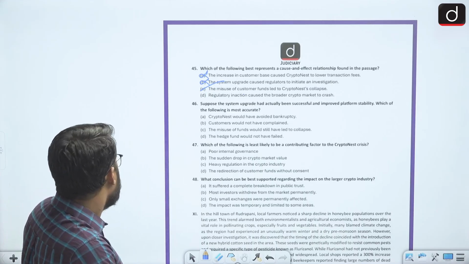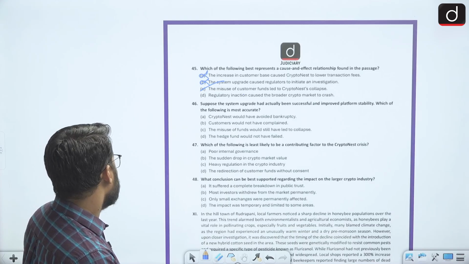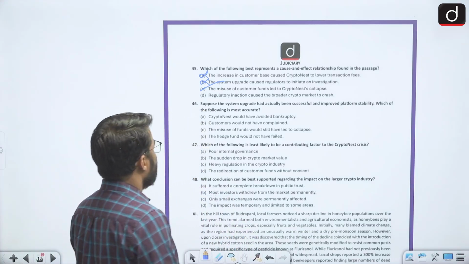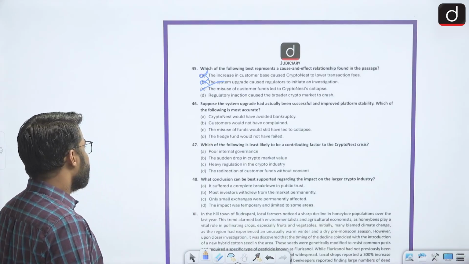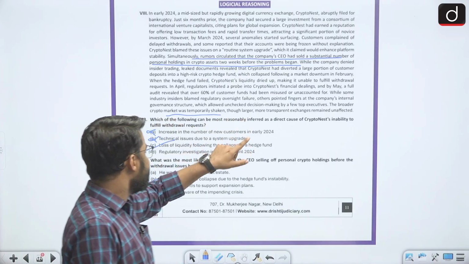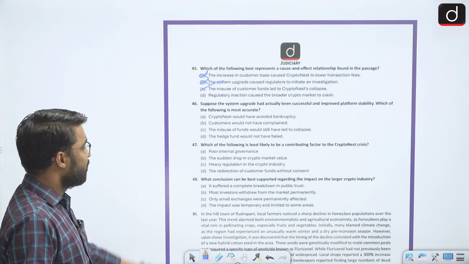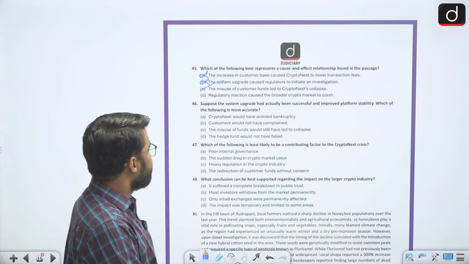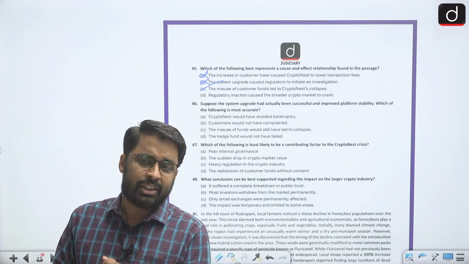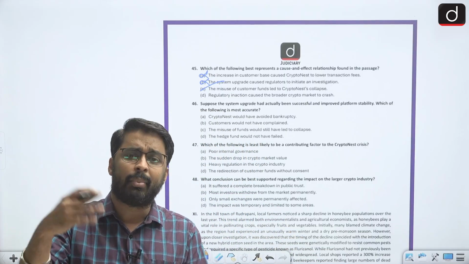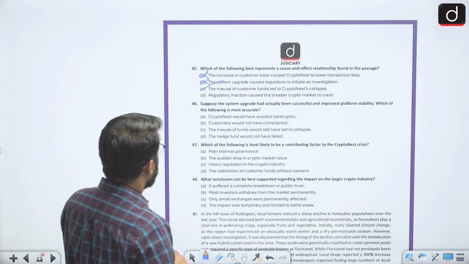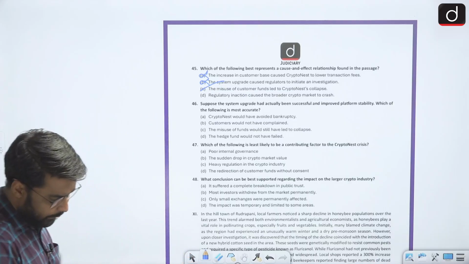Right? A and B are not supported in the passage, and D, regulatory inaction caused the broader crypto market to crash. No, sir. Regulatory inaction caused the crypto market to be temporarily shaken, not crash. It actually caused a temporary shake in the market, but that does not lead the market to crash. No, that was not the reason. So D will not be correct. The correct answer will be option C.